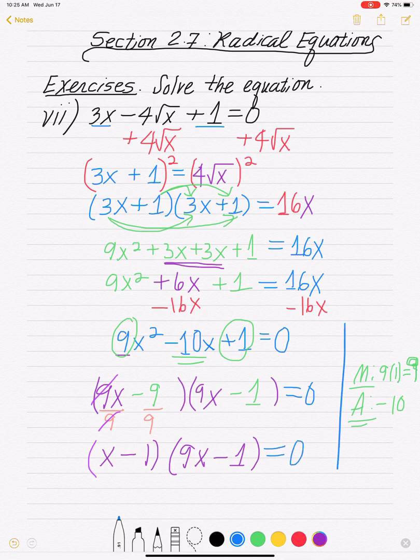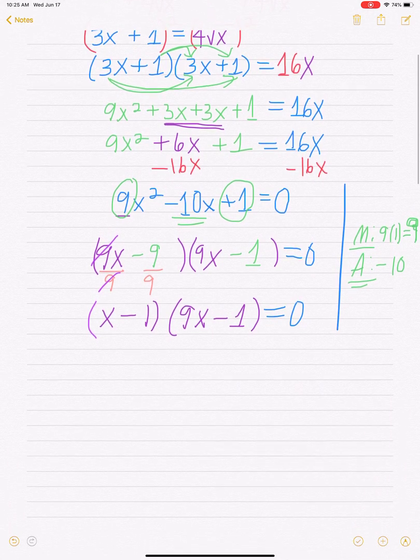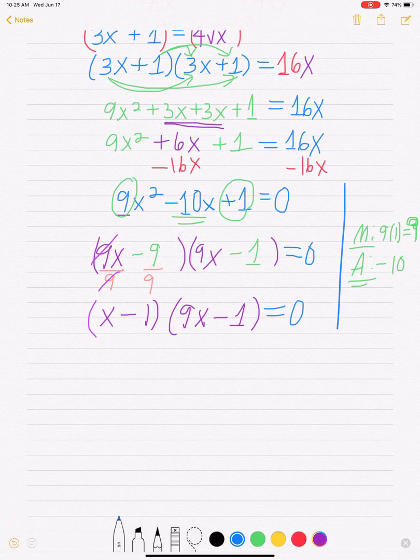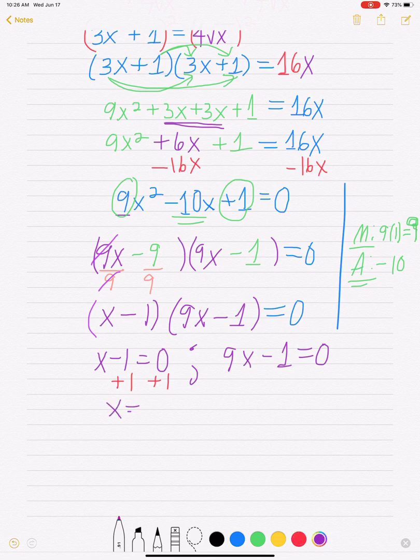So by the zero factor property, because I got something times something equal to 0, that means one of the factors must be 0. So either x minus 1 is 0, or 9x minus 1 is 0. So in the first basic equation there, we're going to add 1 to both sides. We're going to get x equals 1 potentially. We don't know if this checks out, so we're going to wait.